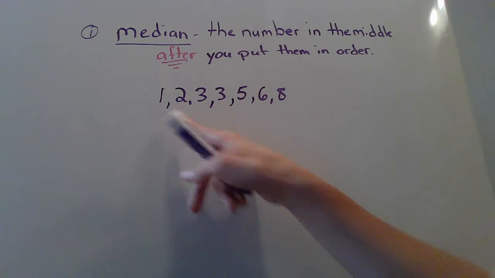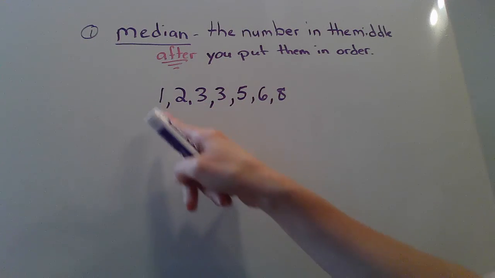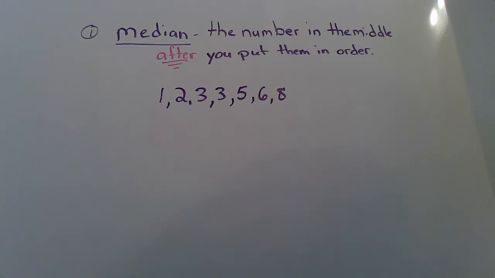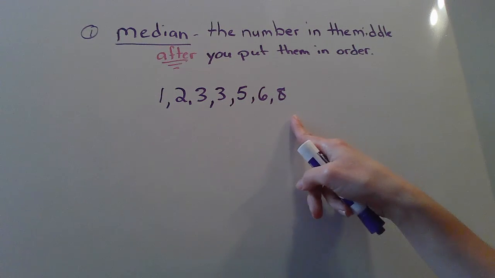So what I always do when I list them out in order, I count them. 1, 2, 3, 4, 5, 6, 7. And then I count my data in the chart and make sure there's 7 so that I know I didn't leave anything out. 1, 2, 3, 4, 5, 6, 7. So I have 7 in the chart and I listed out 7.